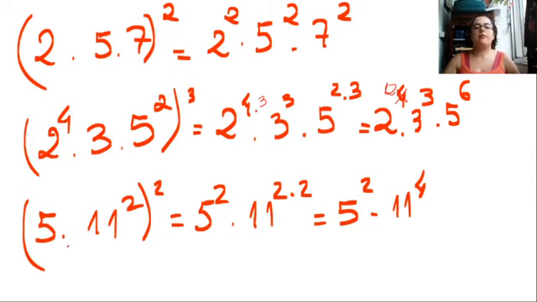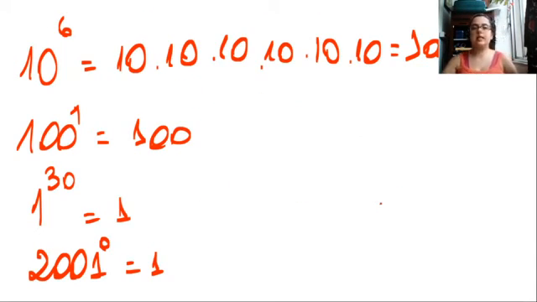Here 5 times 11 to the second power, everything elevated to the second again. So 5 elevated to the second times 11 elevated to the 2 times 2, which is 4. Okay? Now let's see the power of 10. 10 elevated to the 6, 10 times 10, 10 times 10 times 10 times 10. So I have 1 followed by 6 zeros. Do you see? I have the exponent 6 and I have 6 zeros in the answer.